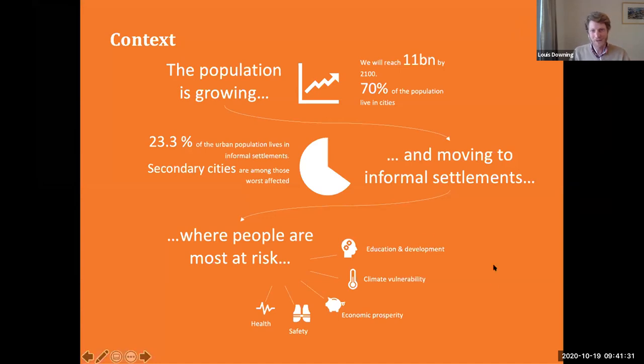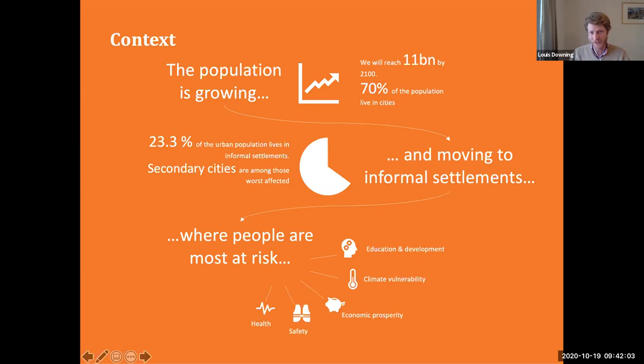The way we see the situation at the moment is that the population is growing, and by the end of the century we're expected to reach 11 billion. There are a few different estimates on that now, but regardless, there are certain locations in the globe where the population increase is massive, and the demographic shifts are also huge. And one other shift is that populations are moving to the cities. So this is a growing issue.